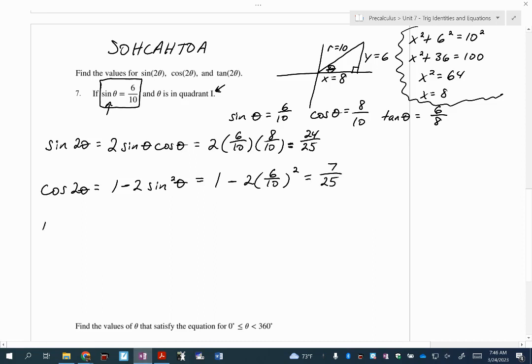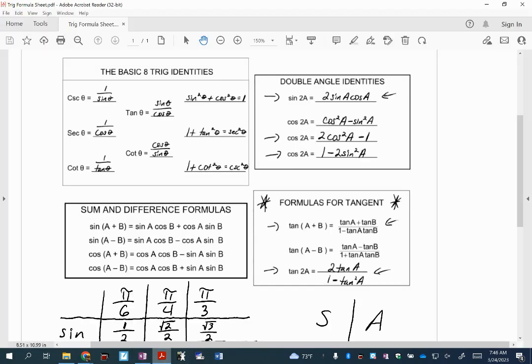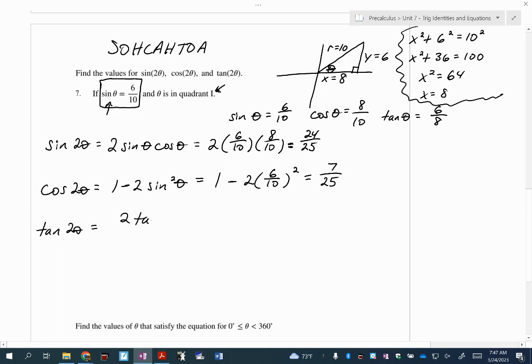All right, so the last one, which is the tangent of 2 theta, going to your formula sheet, you can see it's this bottom one here in the formulas for tangent. You've got 2 times the tangent of theta over 1 minus tangent squared theta. And again, if you're using the reduced value of 3/4 for this fraction, that's fine. So 2 times 6/8 over 1 minus 6/8 squared.